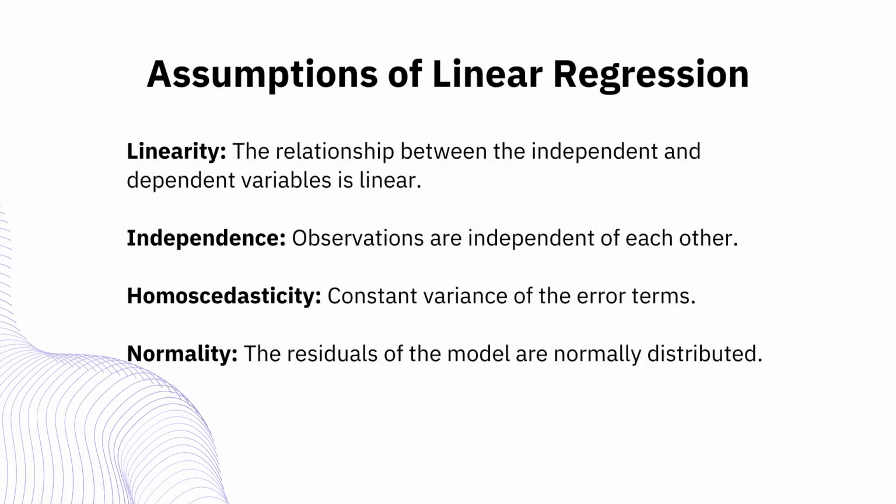When performing linear regression, certain assumptions must be met to ensure valid results. These include linearity, meaning the relationship between variables is linear, independence of observations, homoscedasticity, meaning the variance of errors is constant across all levels of the independent variable, and normality, which assumes the residuals are normally distributed.